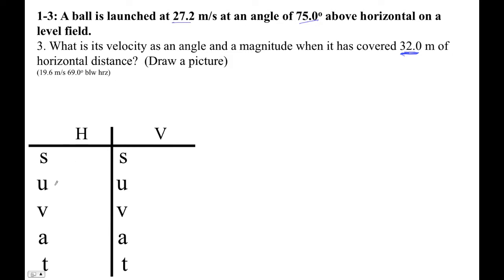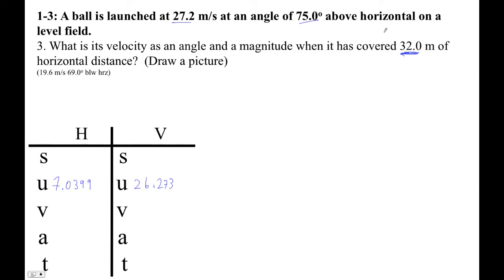We know that 27.2 cos 75 gives us, what does it give us? Hold on, I've got them on my calculator here. That gives us 7.0399 meters per second. That's the x direction, right? And then this is 26.273, and that's meters per second in the y direction. So that's our original velocity.